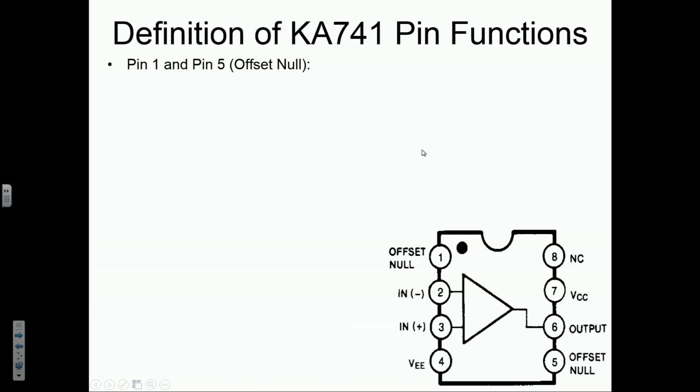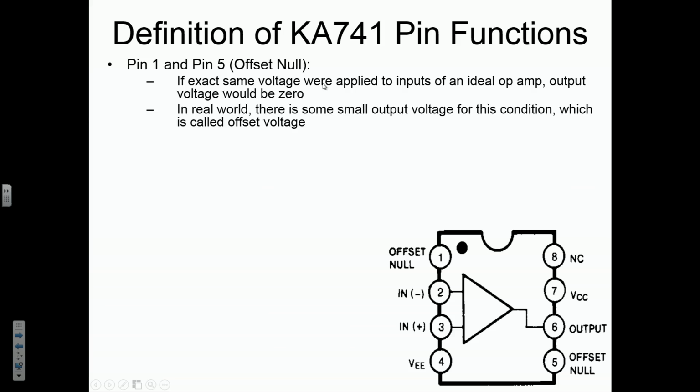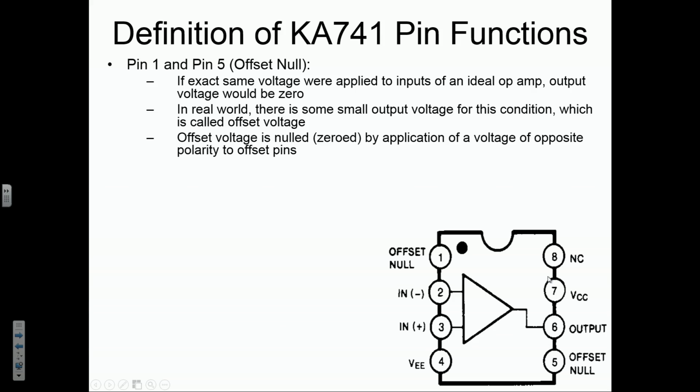Pin 1 and pin 5 are offset nulls. That is, if the exact same voltage were applied to the inputs of an ideal op-amp, the output voltage would be 0. Okay, in the real world, though, there is some small output voltage for this condition. So let's say that we've got 2 perfect power supplies, and we're putting 5 volts here and 5 volts here. An ideal op-amp would produce an output here of 0 volts. But what we're saying here is that in the real world, some small output voltage will exist for this condition. That's called the offset voltage.